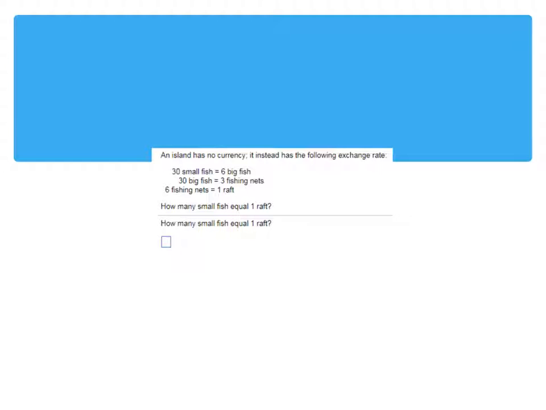Last one. An island has no currency. It instead has the following exchange rate. 30 small fish is the same as 6 big fish. 30 big fish is the same as 3 nets. And 6 fishing nets is equal to 1 raft. So how many small fish equal a raft? And how many small fish equal 1 raft?